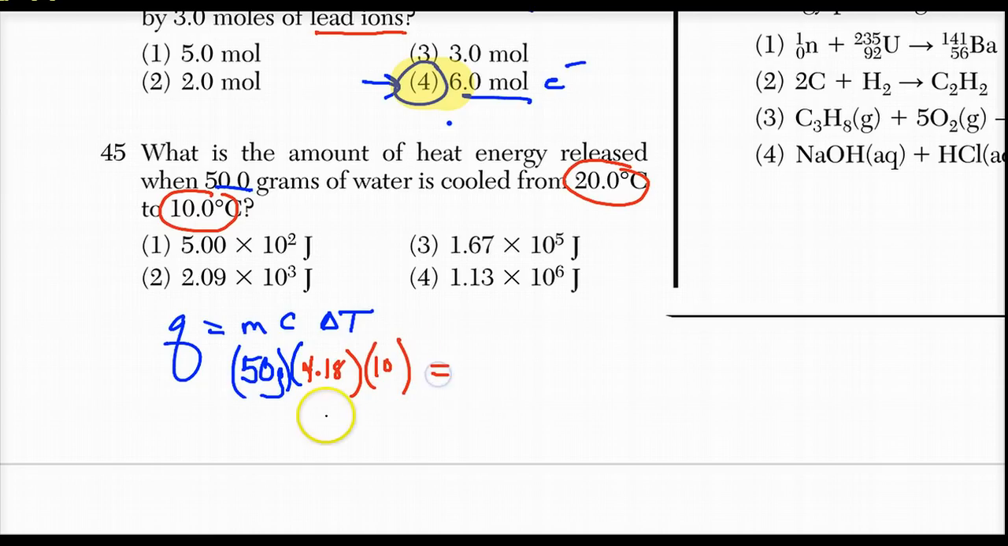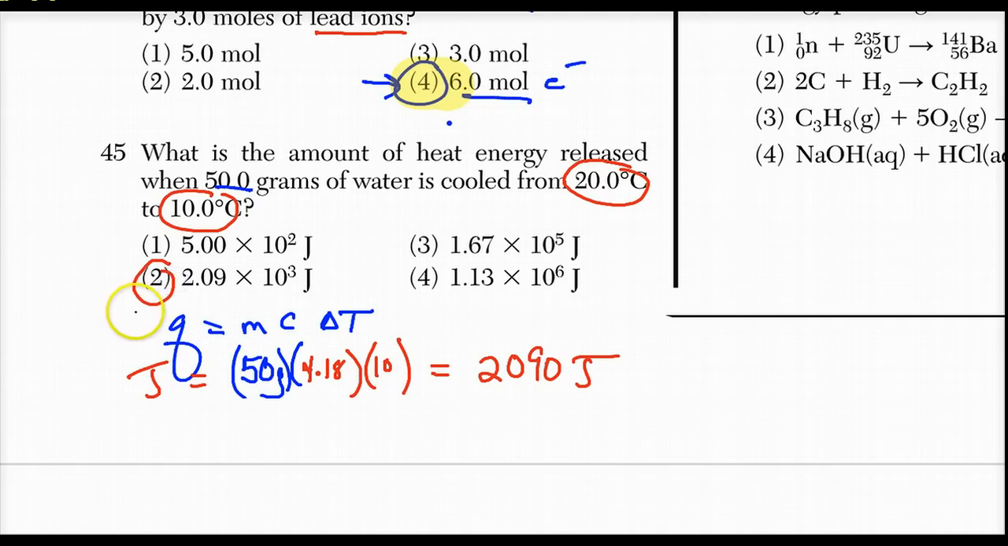So let's just plug this in to our calculator. So you take your 50, straight plug-in question. 50 times 4.18 times 10, and you get 2090 joules. That's what we're solving for. Q is in joules. All right, so the closest and best answer is here.